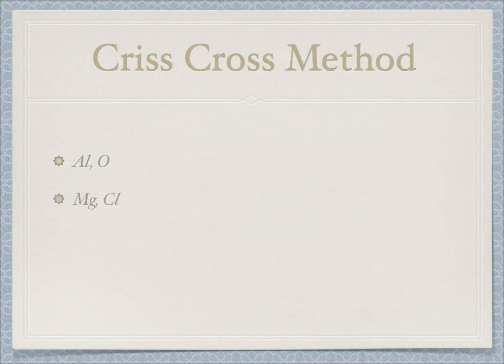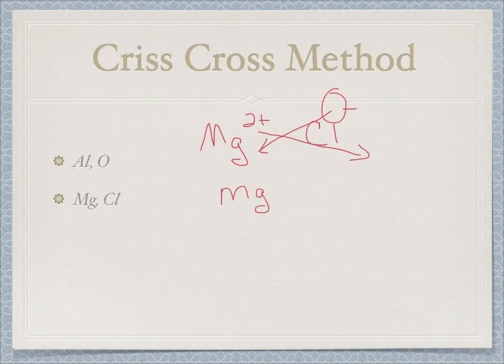Okay, let's do another one. Let's say we have Mg, which is a 2 plus, chlorine, which is a 1 minus. So we do our little crisscross method. This means a 1. This is an implied 1, and we don't need to write the 1 anyway. And Cl would be 2. So there's my formula, MgCl2.